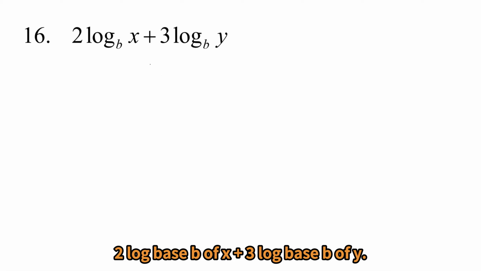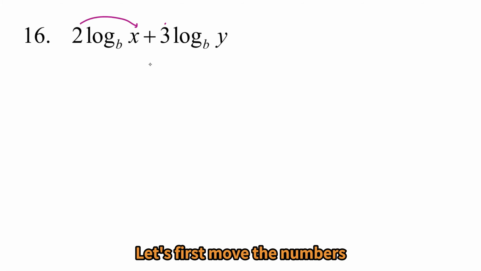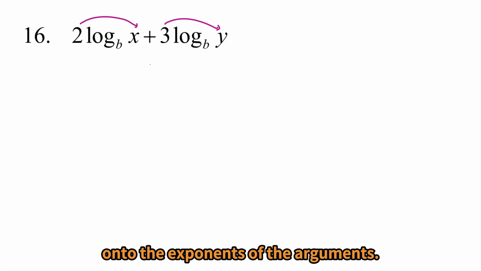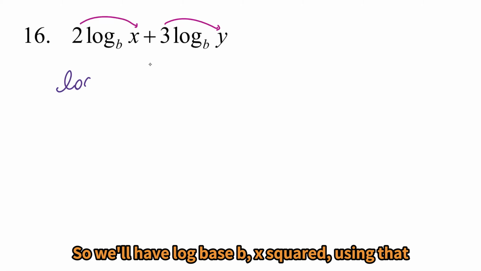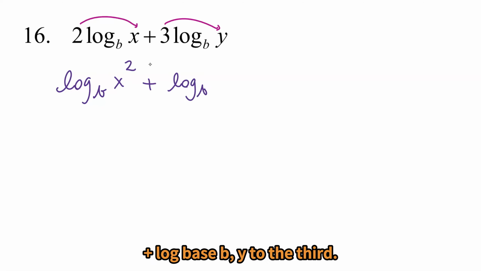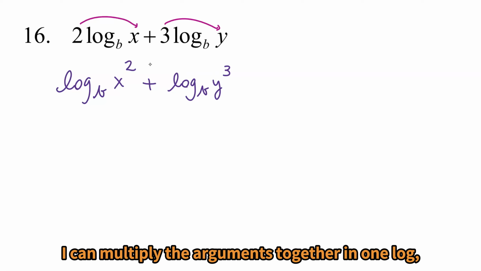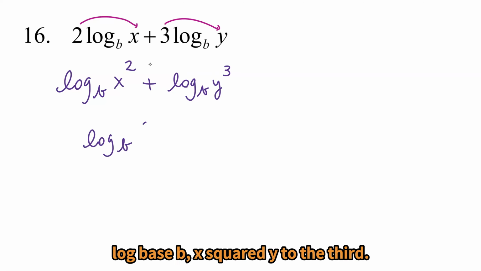2 log base b of x plus 3 log base b of y. We've got numbers in the front. Let's first move the numbers onto the exponents of the arguments. So we'll have log base b of x squared, using that exponent property in reverse, plus log base b of y to the third. And now I've got log plus log. I can multiply the arguments together in one log. Log base b of x squared y to the third.